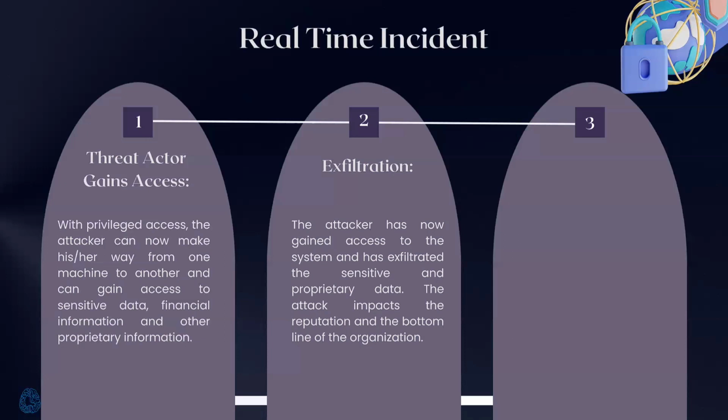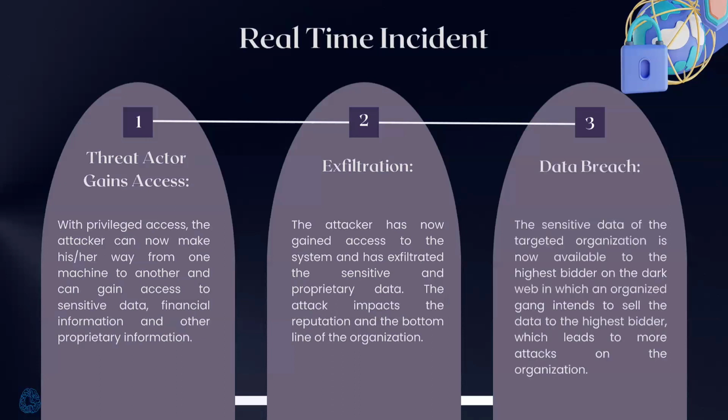So basically, in this exfiltration part, whenever they get access to the user, they remove the sensitive data and files of the organization to bring down their reputation or to do some personal-level harm to the organization. They delete some config files or sensitive files in this exfiltration part. And then the last one is the data breach. After that it all results in the data breach, where the sensitive data of the target organization is now available to the highest bidder on the dark web, in which an organized gang intends to sell the data to the highest bidder, which leads to more attacks on the organization.